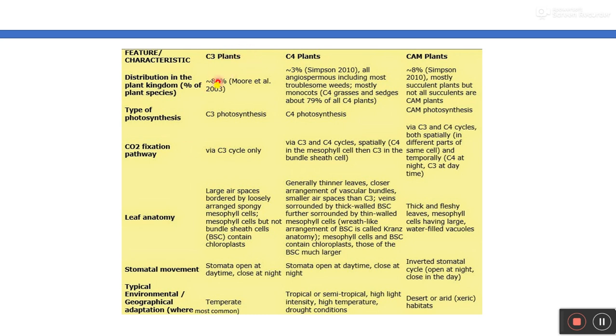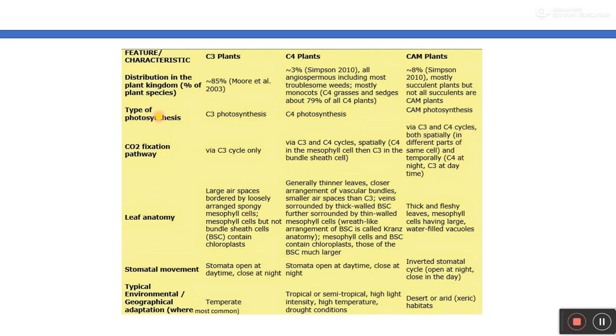In C3 plants, carbon dioxide fixation takes place by the C3 cycle. In C4 plants, the similar process takes place by both C3 and C4 cycles. And in CAM plants, again, the CO2 fixation takes place by both C3 and C4 cycles.